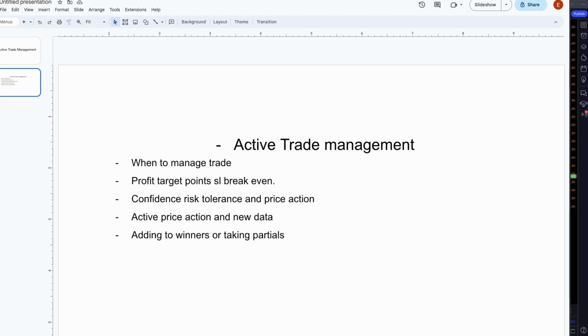So we're going to go over when to manage the trade, profit targets, stop loss, break even, your confidence in the trade. The confidence in the trade will manage your risk tolerance, and you'll find your confidence through price action. We're going to go over watching the active price action and new data that comes in. And we're also going to go over adding to winners and taking partials. Now to do all this, we're going to have to get into a trade first.